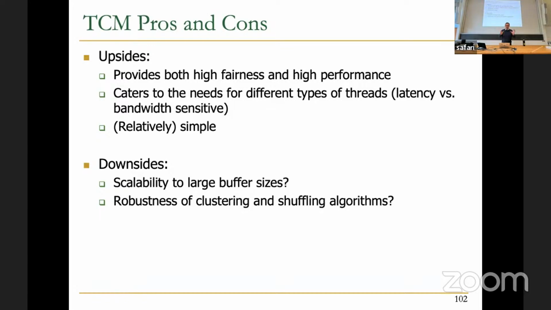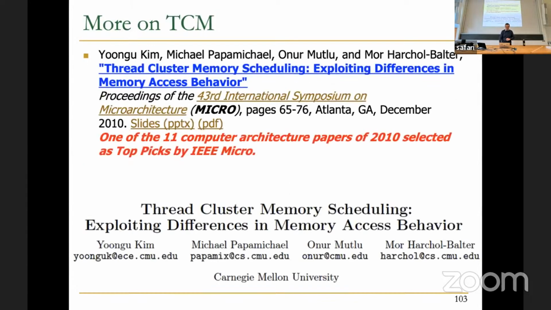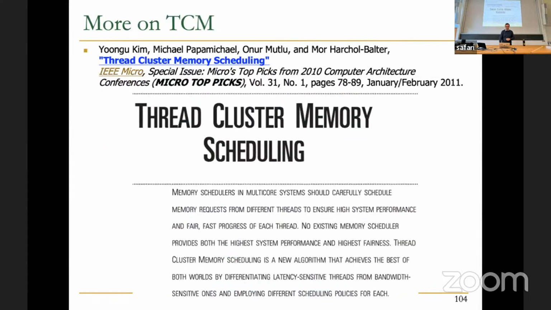And I think that's a general criticism, but TCM also has its share because it treats the clusters widely differently, right? If you happen to mistakenly get characterized as a non-intensive thread, you get prioritized. If you happen to mistakenly get characterized as an intensive thread, you may actually be subject to all of these elephants stomping on you, right? So there's a brittleness. Ranking is still too complex, and we're going to solve that problem in a little bit. This is the paper. This is the top picks version.